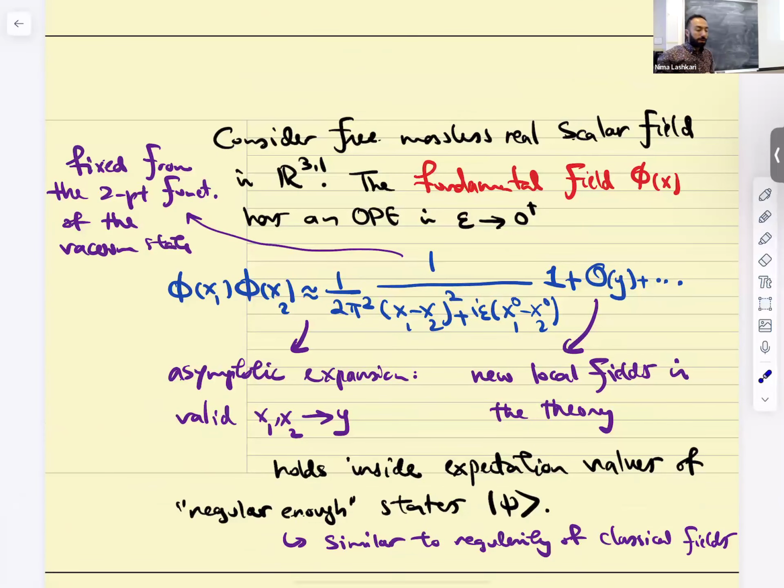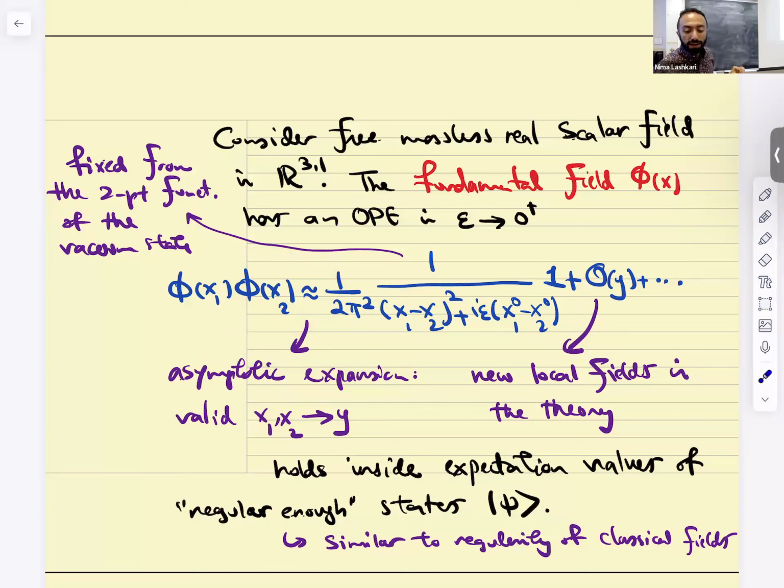Now, the basic idea is this. Consider for simplicity a free massless real scalar field in R^{3,1}, so that we don't need to introduce anything new and fancy. The fundamental field is phi of x. We're going to look at the OPE in the limit of epsilon going to 0 plus. This is to be treated as an operator statement.